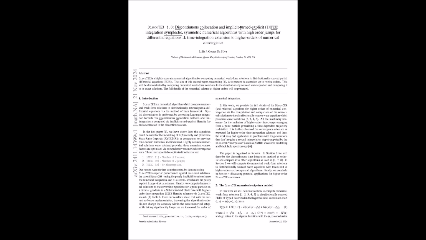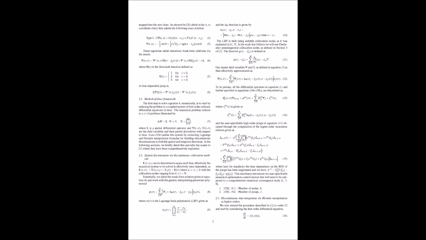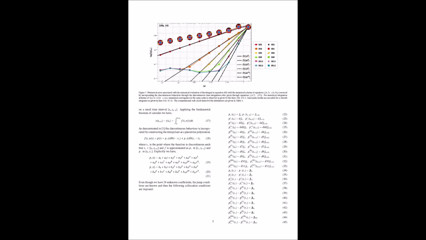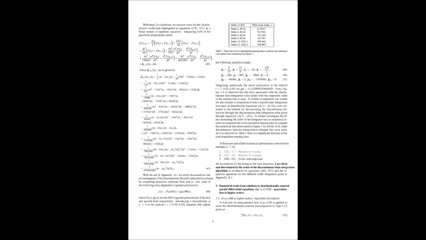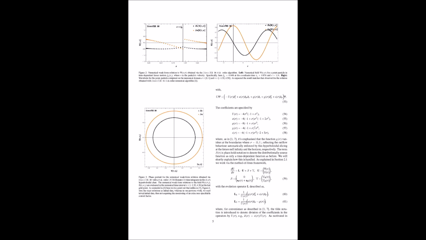Sounds like things can get mathematically intense as you add more jumps. Oh, they do. And lastly, the time step size. Think of it as the intervals at which DiscoTEX captures snapshots of the solution in time. Smaller time steps generally mean higher accuracy, but again, more computation. So it's a balancing act between precision and efficiency. We want the best results, but we also don't want our computers to melt down. Precisely. Finding the right balance between those control factors is key to using DiscoTEX effectively.